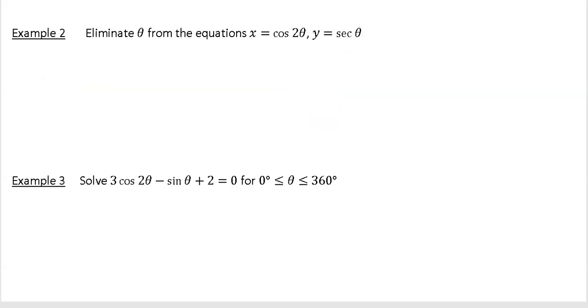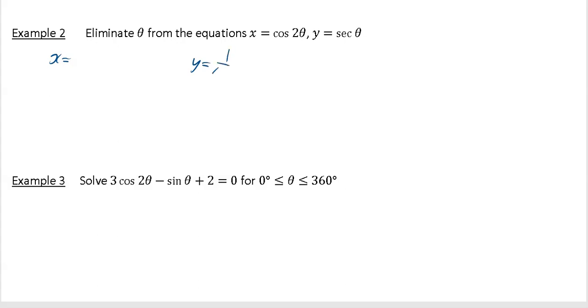This next example says eliminate theta from the equation. x is equal to cos 2 theta, y is equal to sec theta. Now we haven't really looked at this. We'll be looking at this in the next series of videos, which is parametric form. But there's no reason not to do it at this stage when we're on our trig. So we're just going to look at our x. x is equal to cos 2 theta, and y is equal to sec theta.